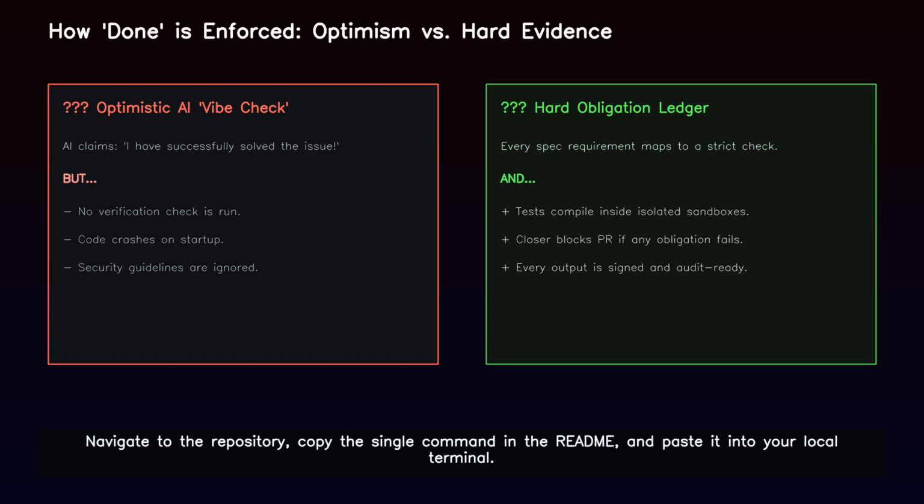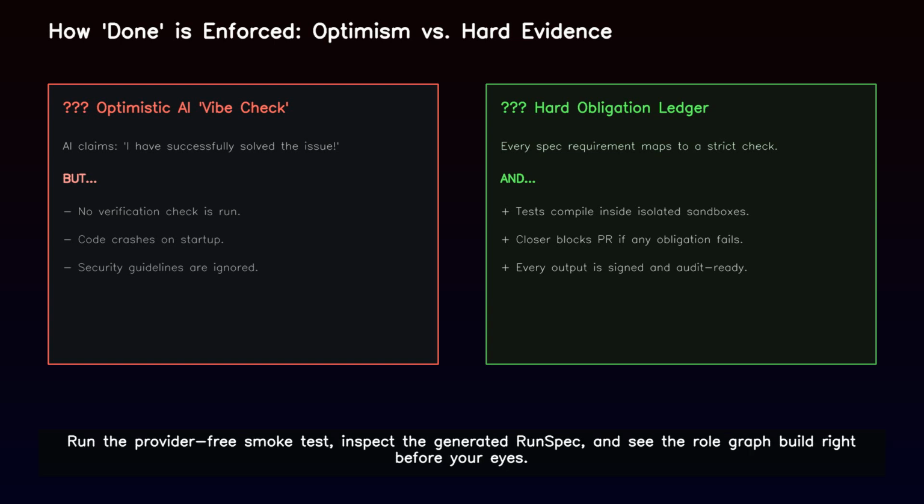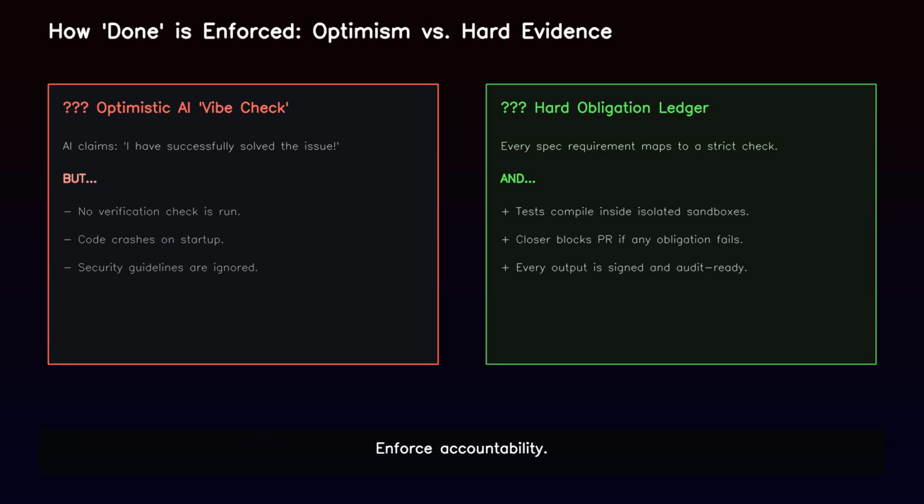Navigate to the repository, copy the single command in the README, and paste it into your local terminal. Run the provider-free smoke test, inspect the generated run spec, and see the role graph build right before your eyes. Automate safely, enforce accountability, get work done.